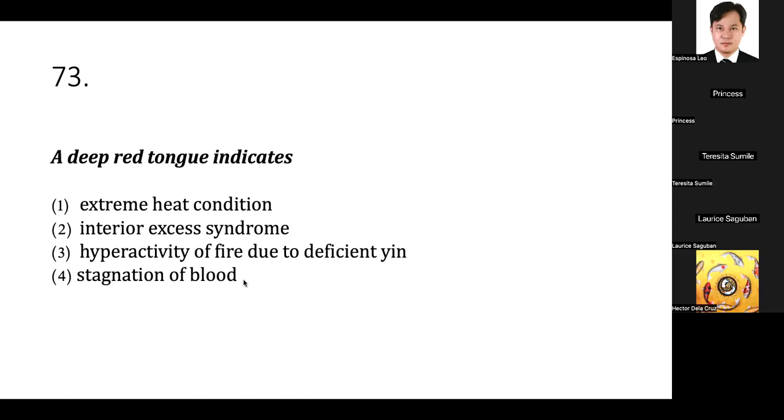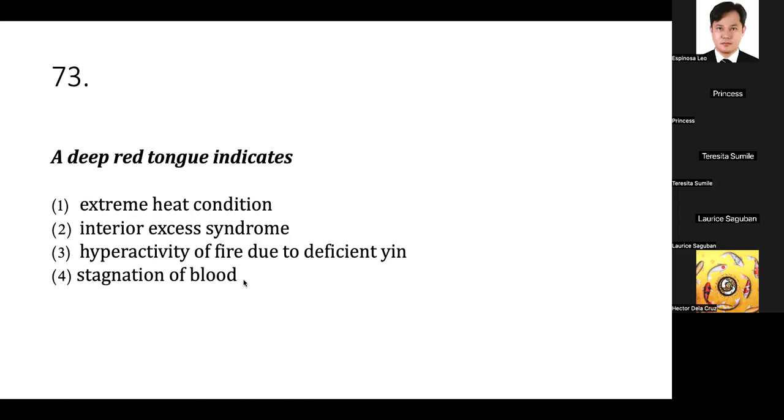So, anong sagot dito, Ma'am Jeliza? 1 and 2. Extreme heat condition na daw, Doc. You answer A pag 1, 2, and 3 are correct. You answer B if 1... hindi po ito multiple choice, Morse type po ito. Bali, Doc, sa deep red tongue, hindi siya interior excess kasi malala na siya, meron na siyang hyperactivity due to its deficiency of heat.